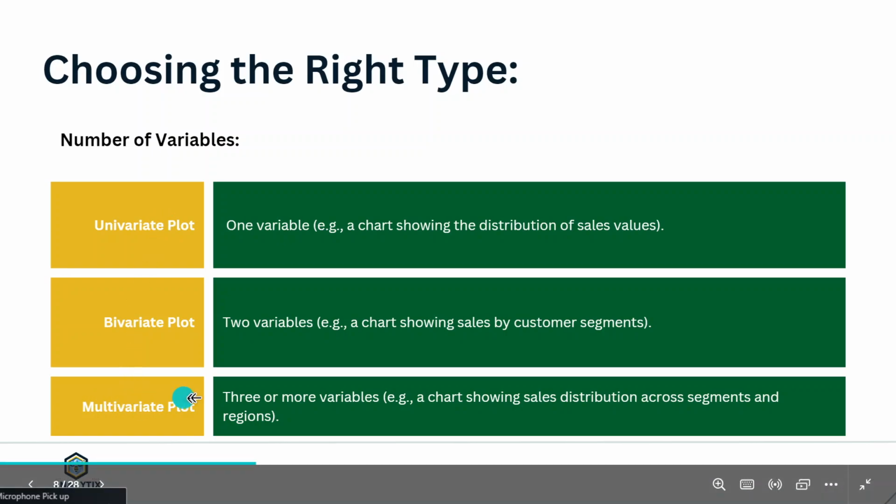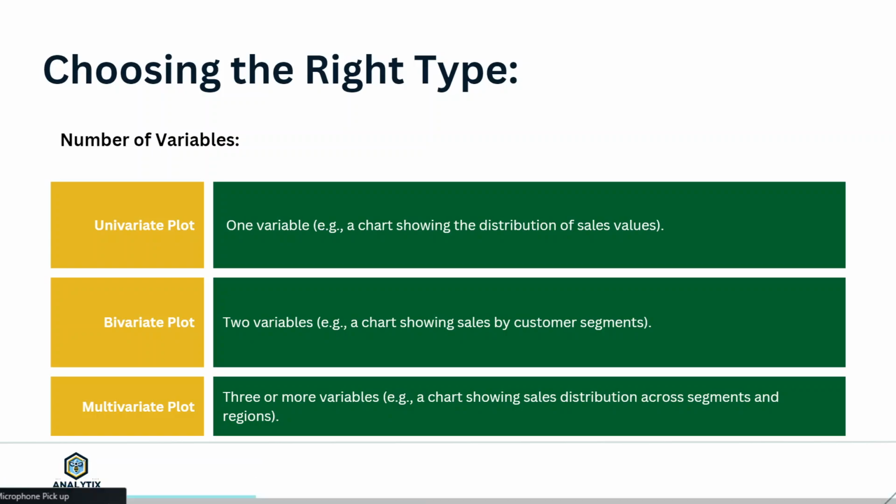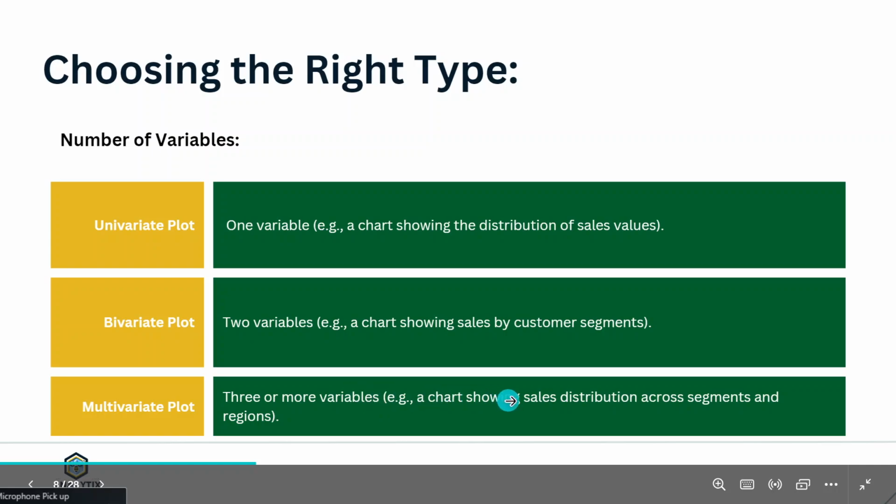Then thirdly, we have multivariate. Multivariate involves three or more variables. It could be number, number, text, or text, text, number, or any combination of these, right? But it involves three or more variables. That's the point to note about multivariate.